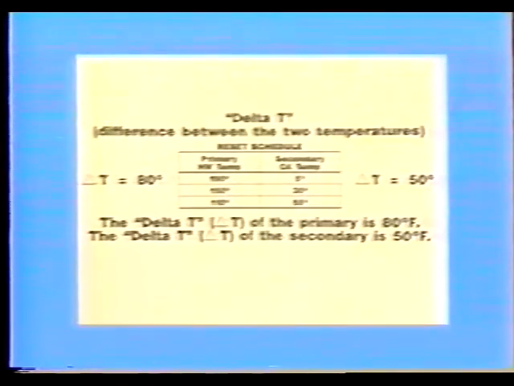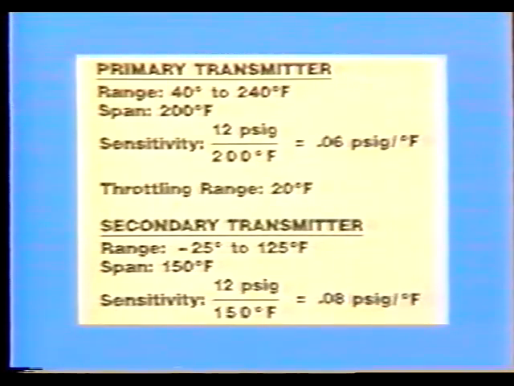The delta T of the reset is the difference between the upper and lower range of reset schedule. For this example, the primary delta T is 80 degrees and the secondary delta T is 50 degrees. The sensitivity of the 40 to 240 degree primary transmitter is 0.06 psig per degree of change, and the minus 25 to 125 degree secondary transmitter sensitivity is 0.08 psig. Sensitivity was covered earlier in this program and should be reviewed if necessary.